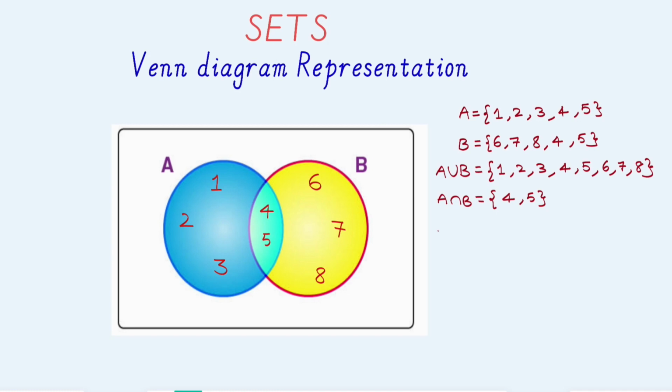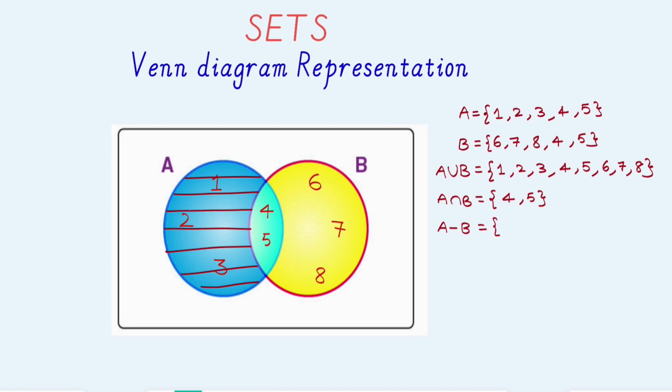Now we have one more important operation, that is A minus B. What are the elements in A minus B? These are the elements present only in A but not in B. So you should take the elements of A but not the elements of B. So only the elements present in A up to here. Why will we not take 4 and 5? Because they are also present in B.